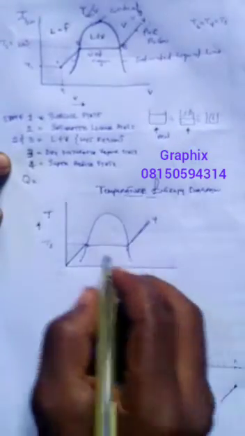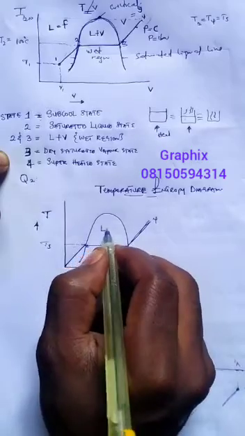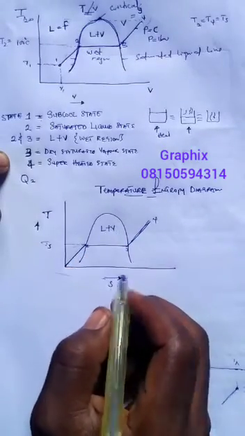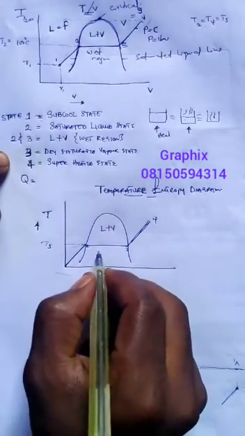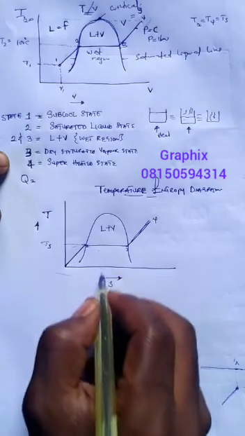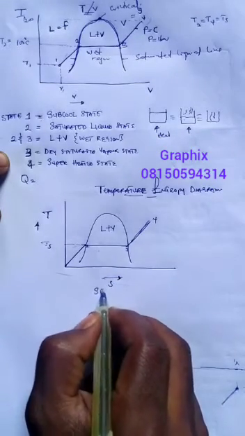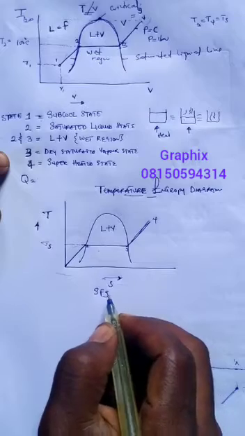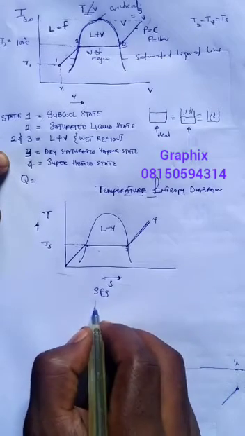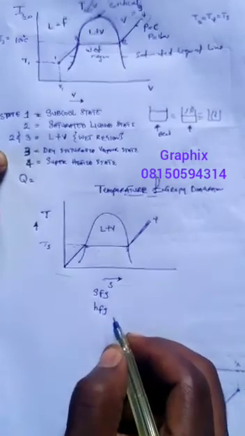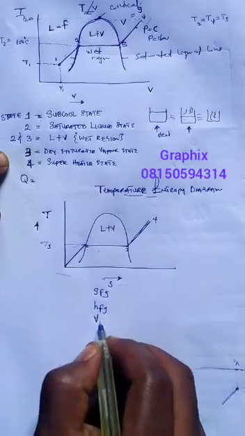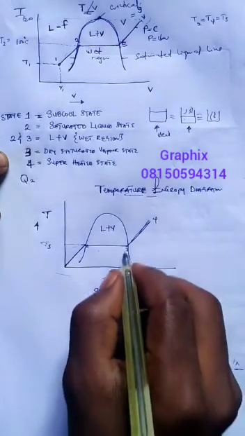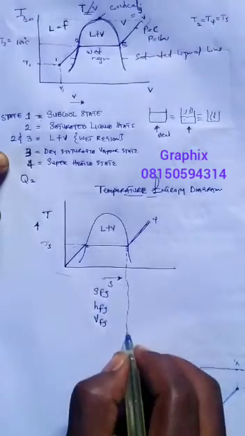do you understand? We already said earlier that this is our L plus V, liquid and vapor region. So since it's entropy, we can call it SFG, right? If it's enthalpy, we'll call it HFG. If it's specific volume, we'll call it VFG. That is in between this region here.